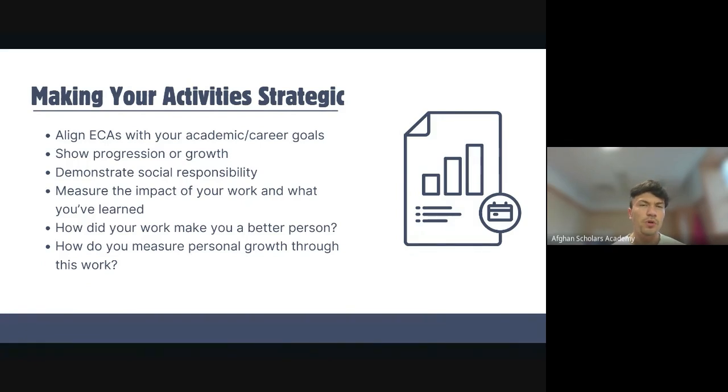And show progression or growth. Show that you are growing, that you're not stuck at one point. Show that you've been doing things starting from small, and then you got better and better, and you grew through that.